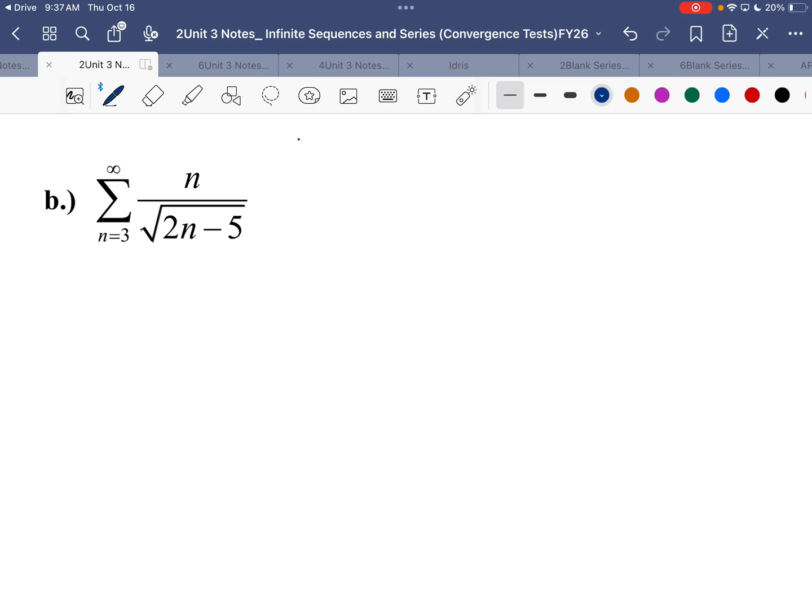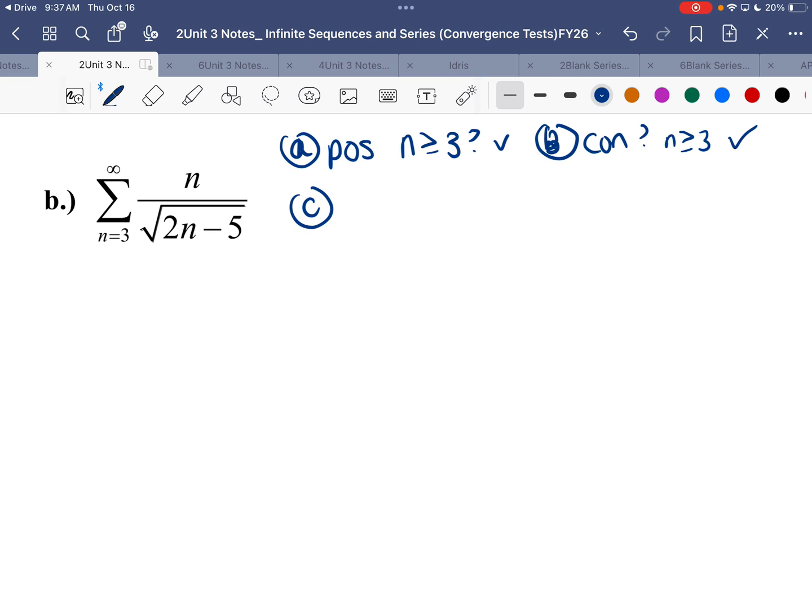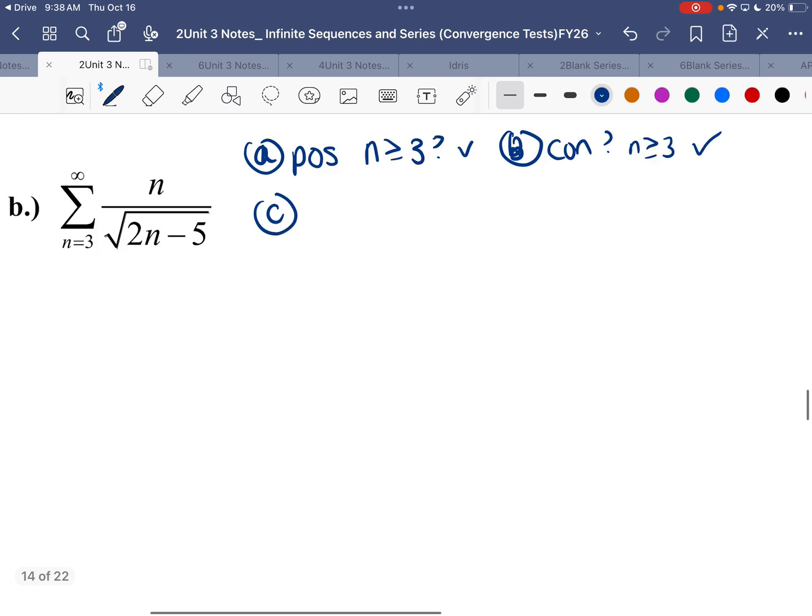If we are checking this one, is it positive from n greater than 3? Yes. Is it continuous? Well, I guess A, B, C is what I have. B. Continuous. Yes, as long as n is greater than or equal to 3. Is it decreasing? My little quick check to compare the denominators doesn't work. So we kind of have to do the derivative again. Yay.